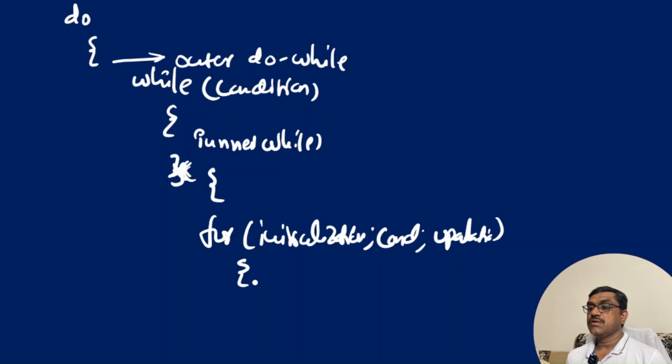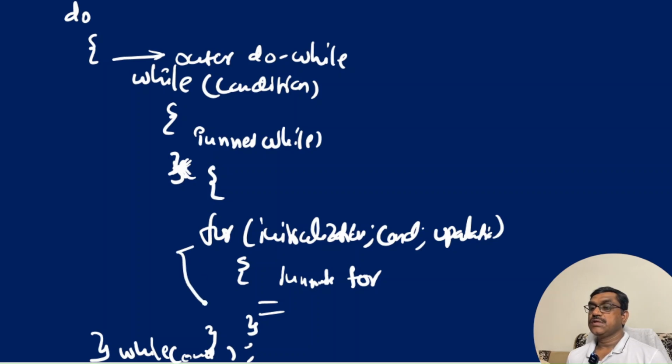This is another inner loop, right? Within the while inner loop, we have another inner for. This is the body of the inner for, right? Now after this, we are going to close the first inner while. After that, we are going to close the last do while condition.